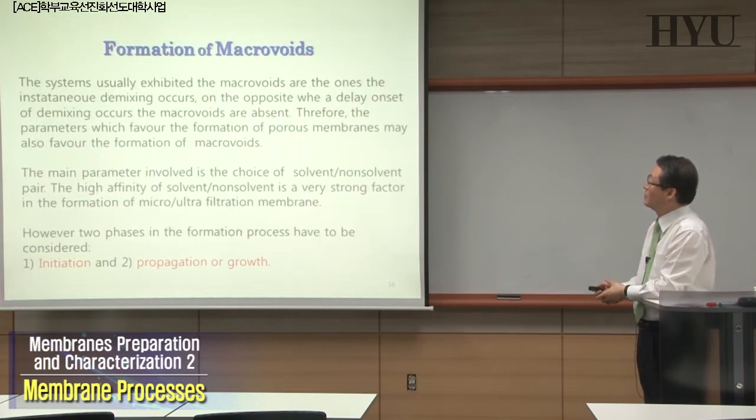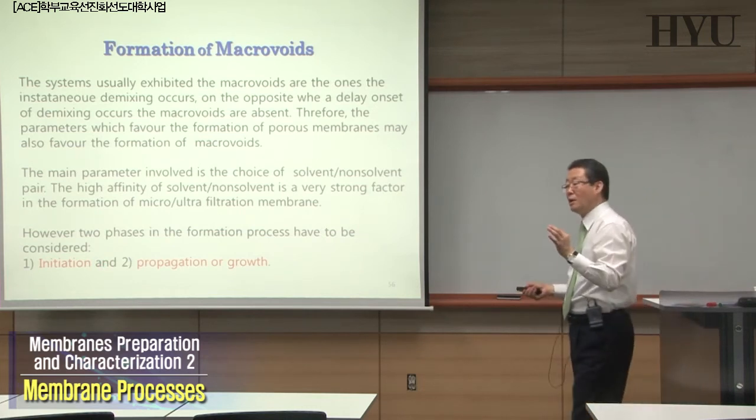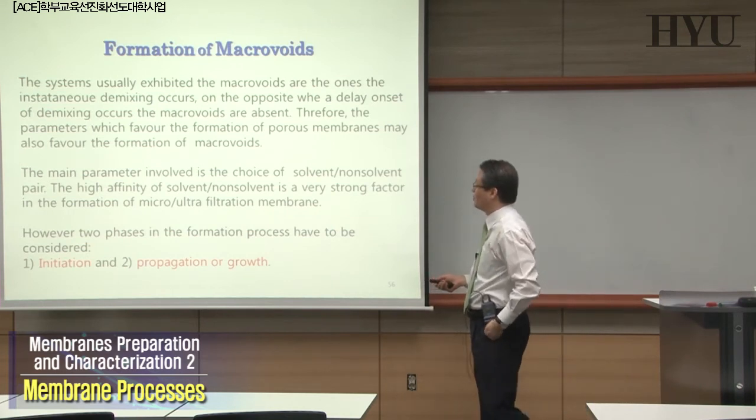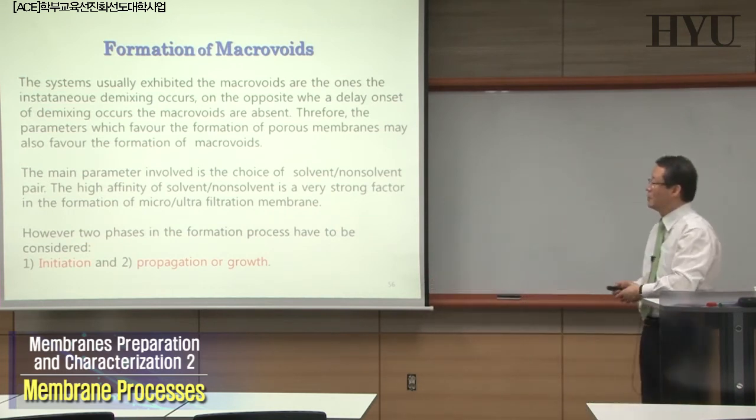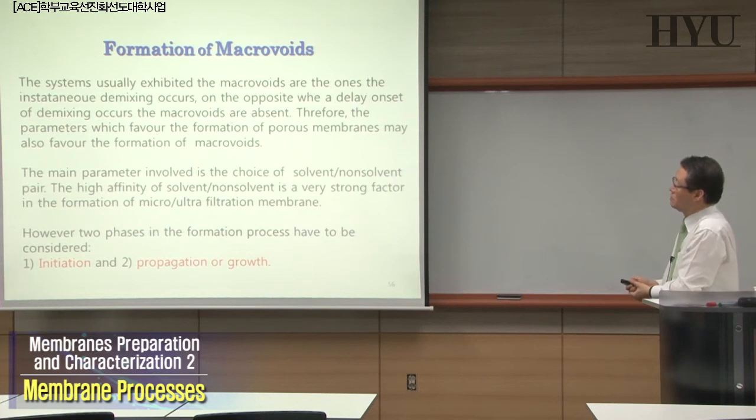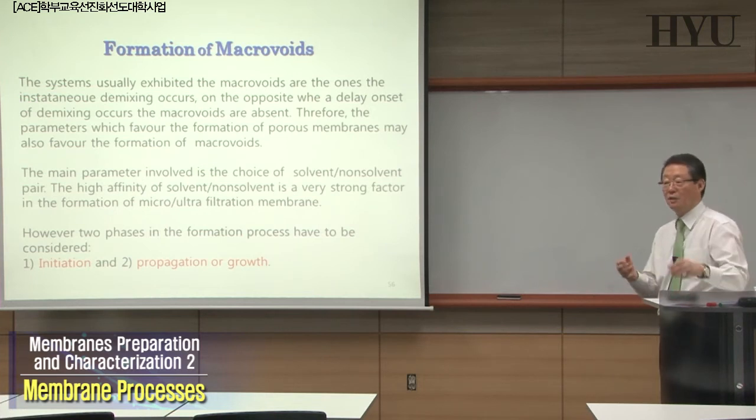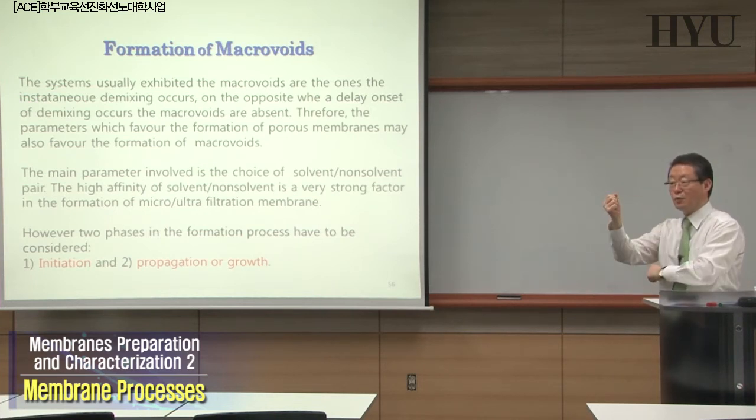So we will take a look at the formation of the macrovoids. A macrovoid starts to form as an initiator and propagates or grows. Okay? So we will take a look at how this macrovoid is formed. A macrovoid is formed because of the so-called instantaneous demixing process. Okay? Instantaneous demixing process. Demixing is some sort of exchange process.